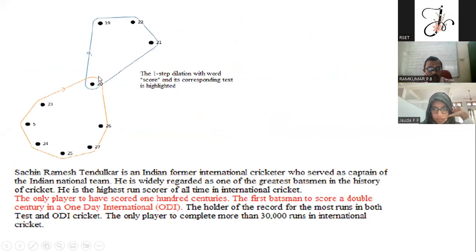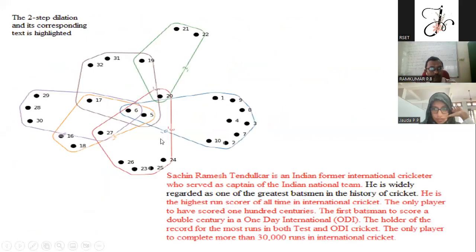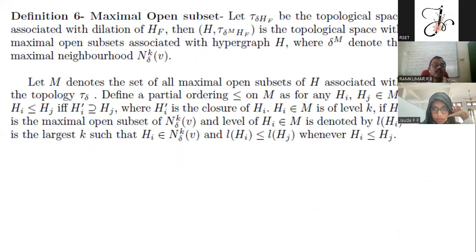So look at the corresponding one-step dilation with respect to word score. This is the one-step dilation with respect to word score, and the corresponding sentence is here highlighted. The first batsman to score a double century in a one-day international, ODI. Now consider the two-step dilation. So we get an extended paragraph like this highlighted with respect to the word score. Score is contained in all sentences. You can see that. So in that way, we can define maximal neighborhood.